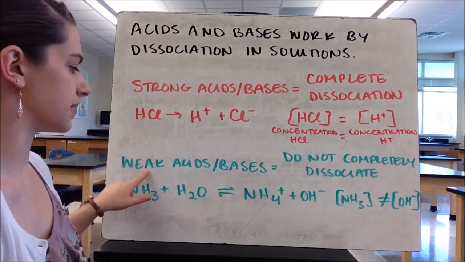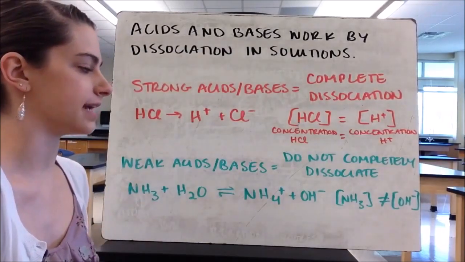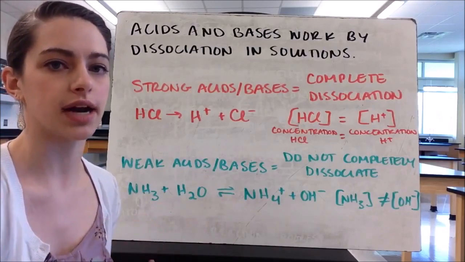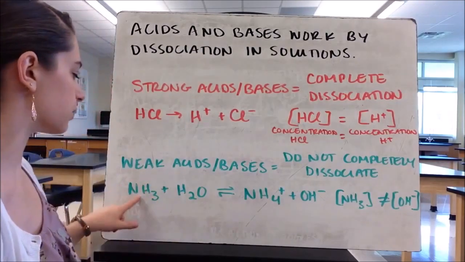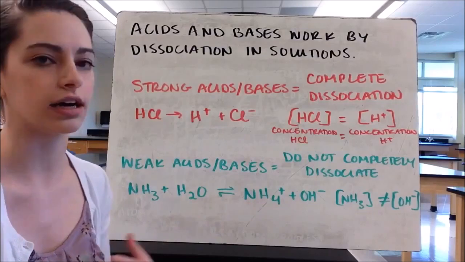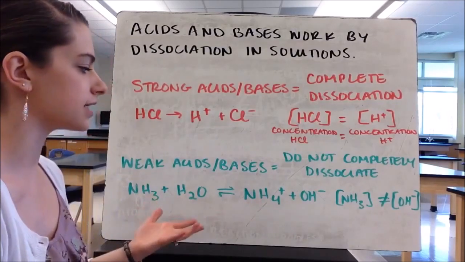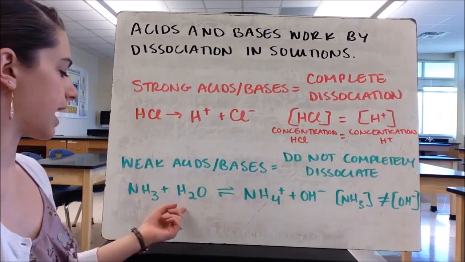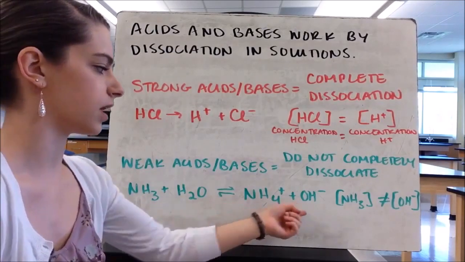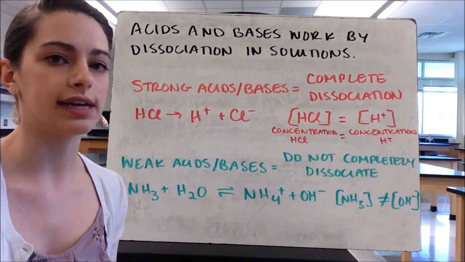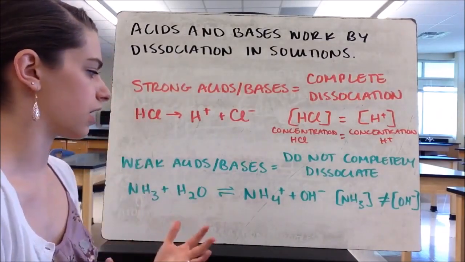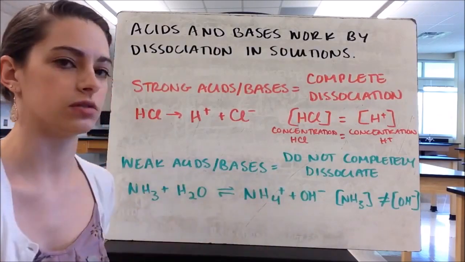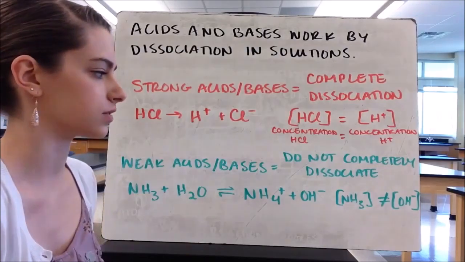The other type of acid and base is called a weak acid or a weak base, and these do not completely dissociate. That means they don't completely break apart into their two ions. It means the original compound and the ions are existing at the same time. Our example we went through for Bronsted-Lowry is NH3 reacting with water to form NH4+ and OH-. That's a weak acid-base reaction. We draw the double arrows because it means it's going back and forth between the two. There isn't a complete dissociation when it reacts with water.